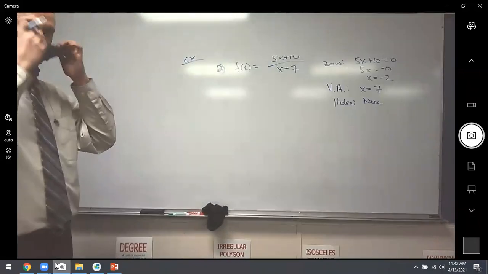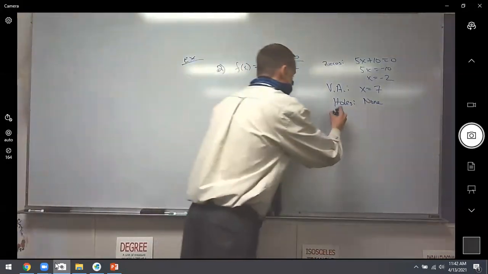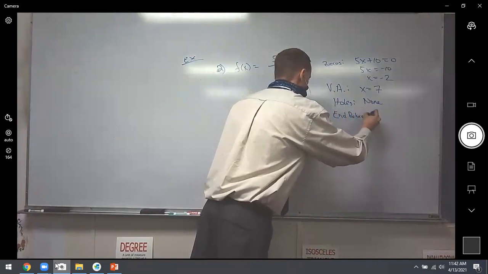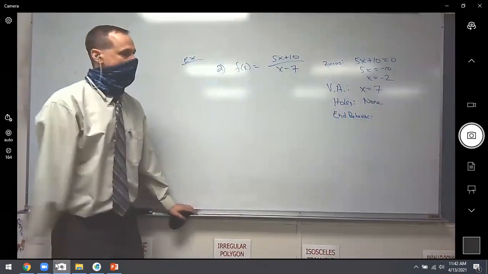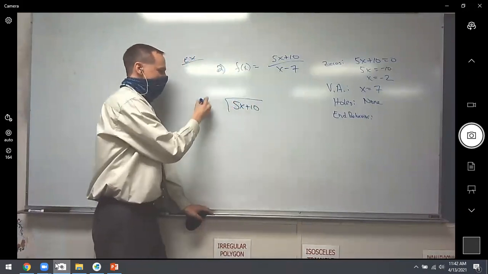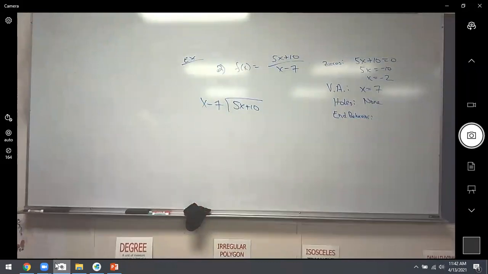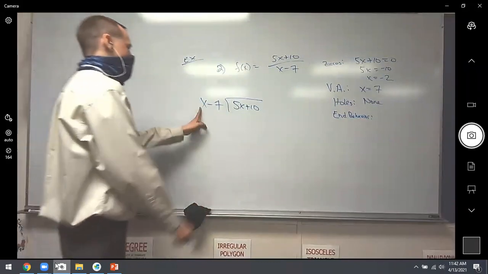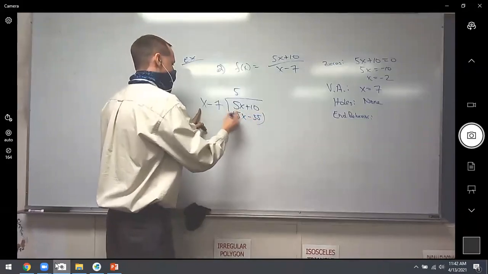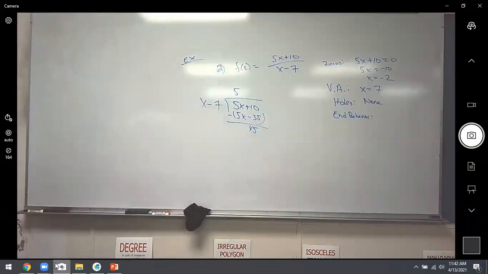And lastly, we're going to find the end behavior of this thing. And how do you find the end behavior according to your slide? Answer: the long division. Here we go with the long division. We have 5x plus 10 divided by x minus 7. So if you do the long division, x times 5 would be 5x, and you get 45 out after the next step.